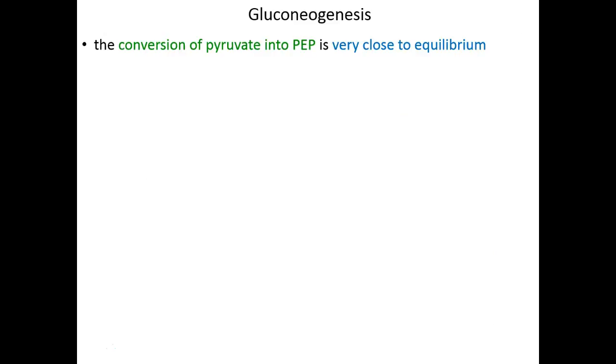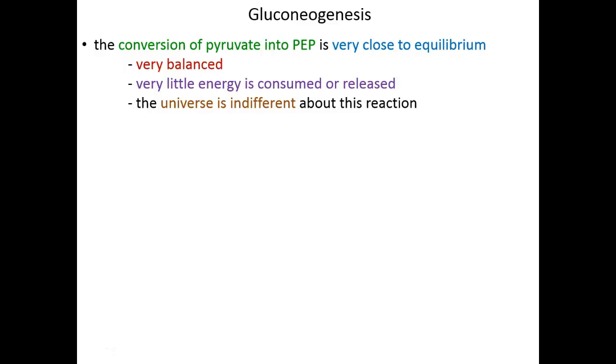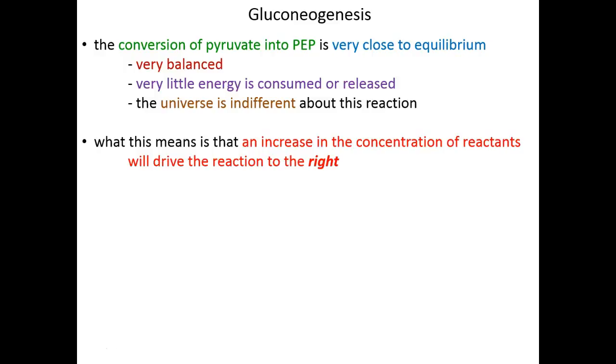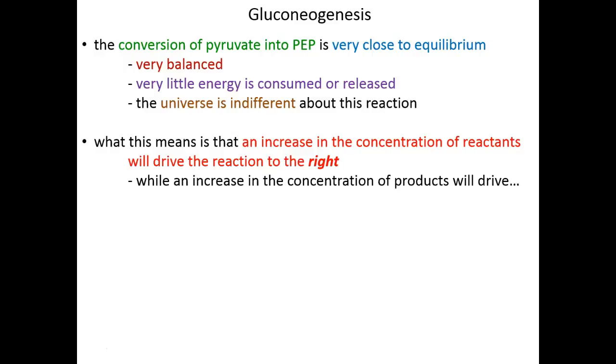The conversion of pyruvate to PEP is pretty close to equilibrium. It's very balanced, truly balanced. Very little energy is consumed by this reaction, very little energy is released. From a universe perspective, it really could care less about reactions with delta G's near zero. And so what this means is that the only real thing that influences the rate of this reaction is the concentration of the reactants and the concentration of the products. If we have more reactants, we're going to push the reaction towards product. If we have more products, we're going to push the reaction towards reactants.